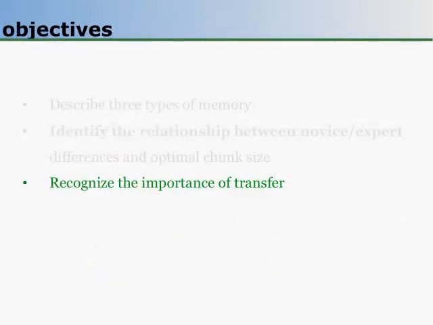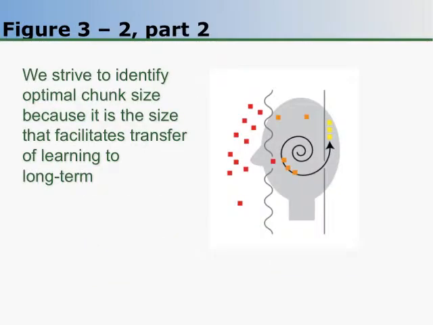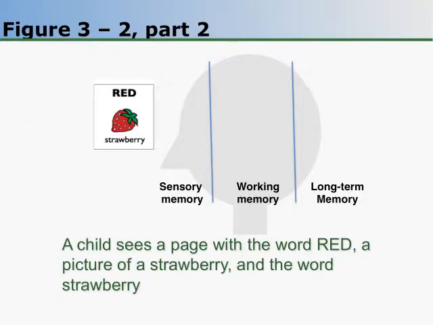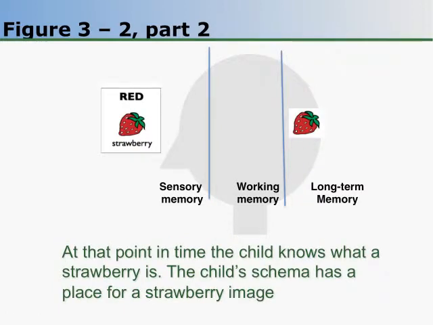Let's now look at the importance of transfer. We strive to identify optimal chunk size because it is the size that facilitates transfer. Okay, a child sees a page with the word red. So that's what's in sensory memory. And on that page, there's a picture of a strawberry and the word strawberry. At that point in time, the child knows what a strawberry is. So you see that there in their long-term memory.